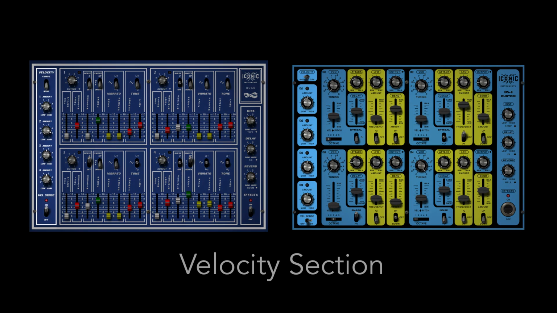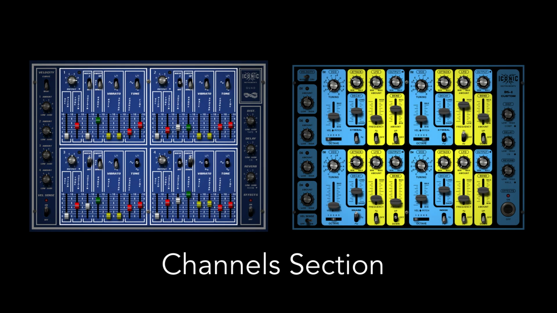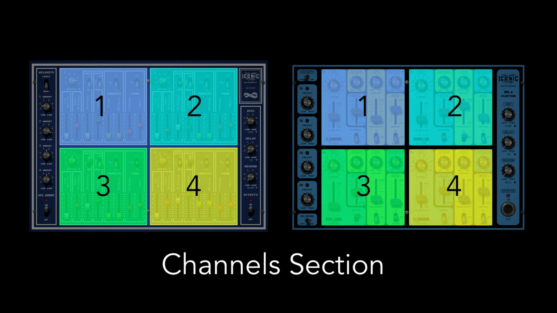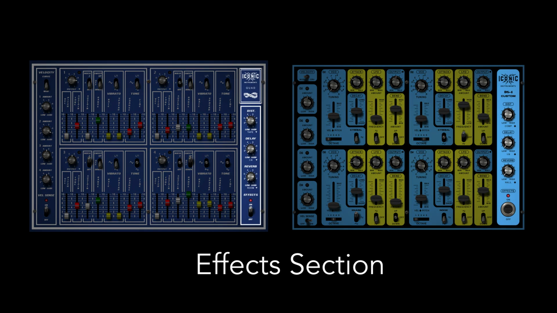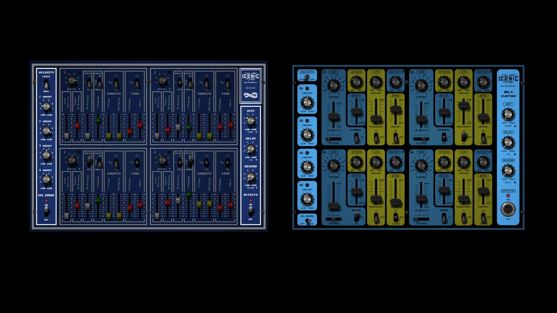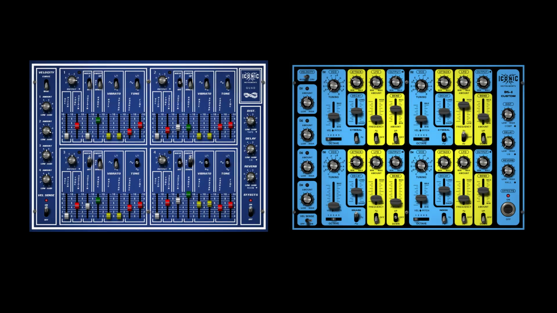There are 3 sections in both the Syndrum and the DS-4: the velocity section, the channels section, channels 1, 2, 3, and 4, and the effects section. The layout and function of the velocity and effects sections are exactly the same on both instruments, but there are some minor differences in the channels section that reflect the functionality of the original units.